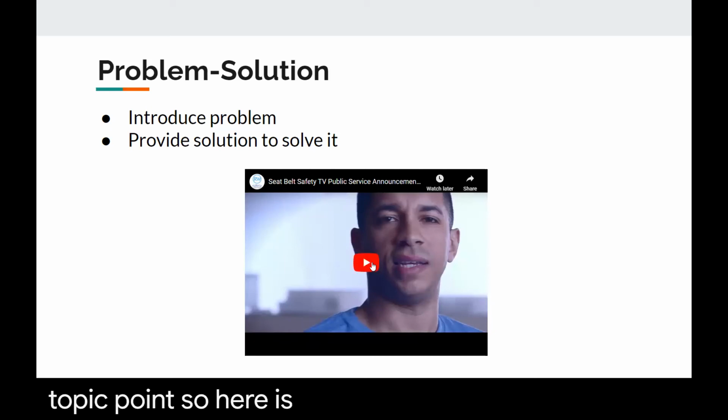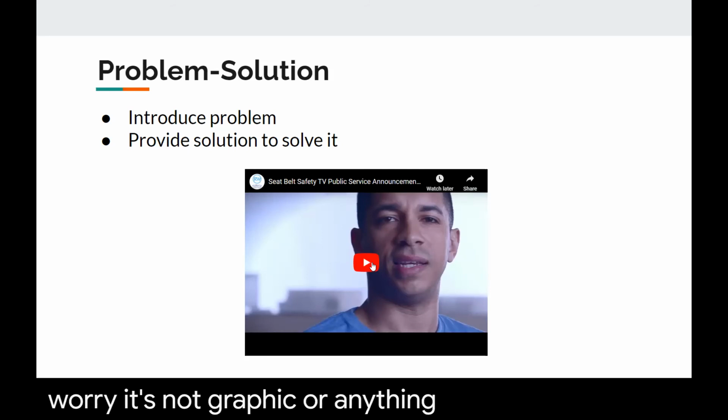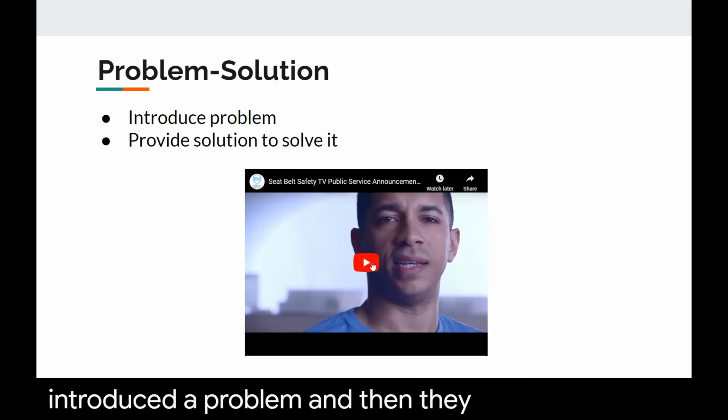So here is a seatbelt safety ad. Don't worry, it's not graphic or anything. But they first introduce a problem and then they provide the solution.